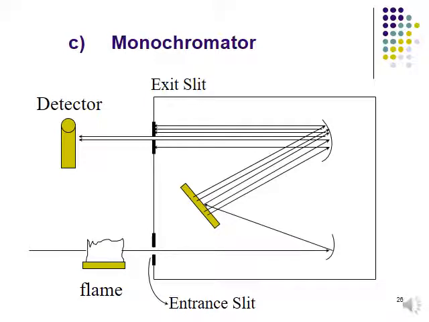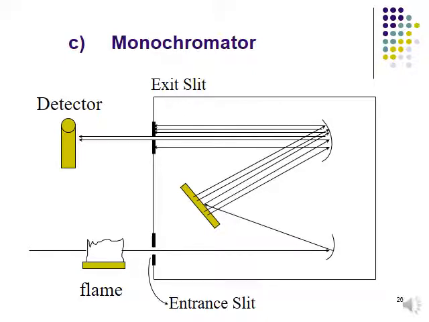So what is a monochromator? Now we go to the monochromator. A monochromator is an optical device that separates polychromatic light into a range of individual wavelengths and allows a narrow band of this individual wavelength to be selected. That is what we call a monochromator.